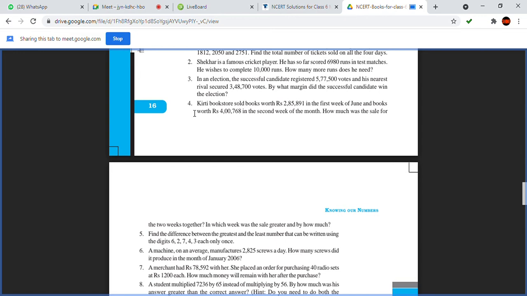Then fourth question. Okay, there also leave space for the questions.